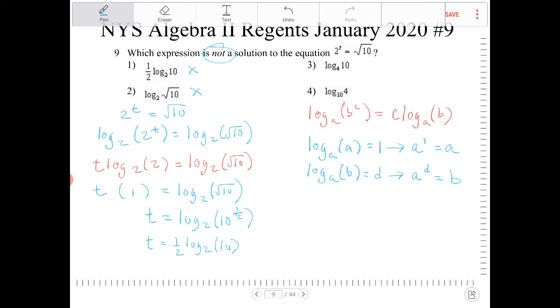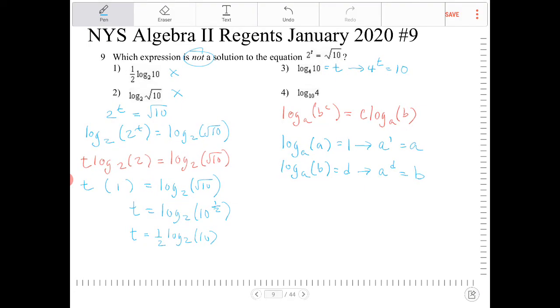The next one is a little tricky. Option 3 doesn't quite look like what I have here. So what I'm going to do with option 3 is re-express this by converting it into exponential form. I have log base 4 of 10 is equal to t. If I rewrite option 3 in exponential form, I end up with 4 to the power of t is equal to 10.